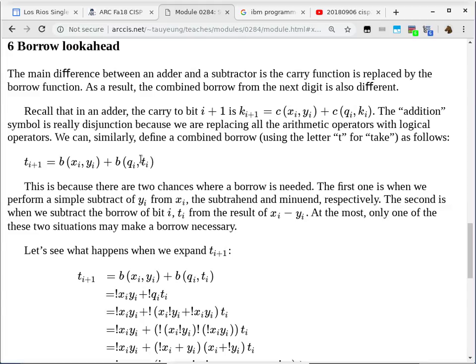Q is the exclusive OR between xi and yi. That's by definition. Qi is xi exclusive OR yi. If xi is a 0 and yi is a 1, the exclusive OR between those two is a 1. So qi is guaranteed a 1. 1 minus whatever has no borrow. Is that making any sense?